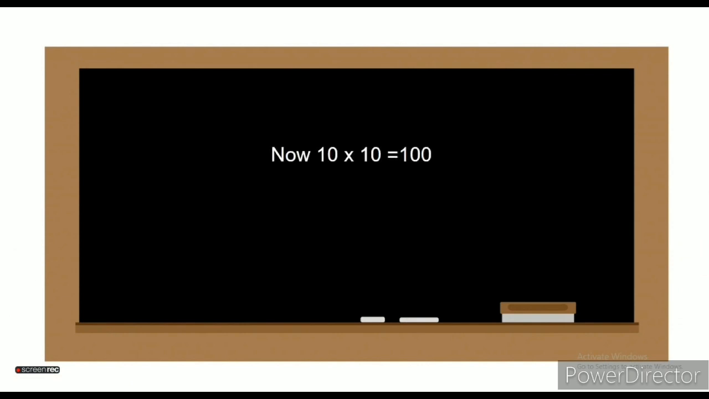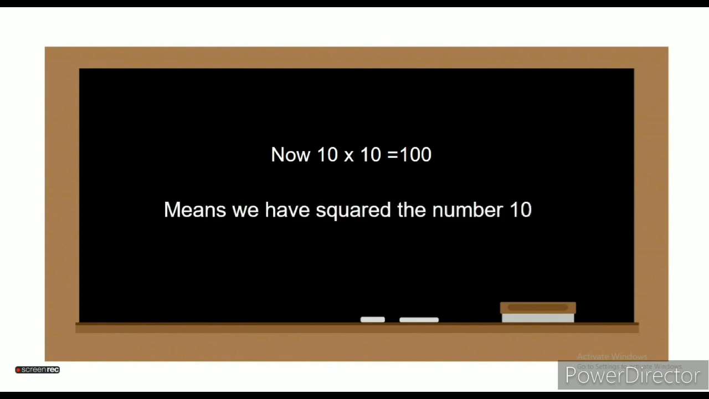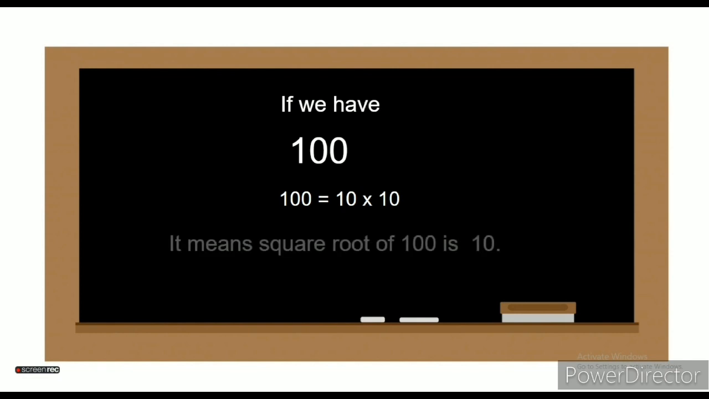Now, 10 multiplied by 10 is equal to 100. Means we have squared the number 10. But now, if we have 100, we can write it as 10 multiplied by 10. It means square root of 100 is 10.